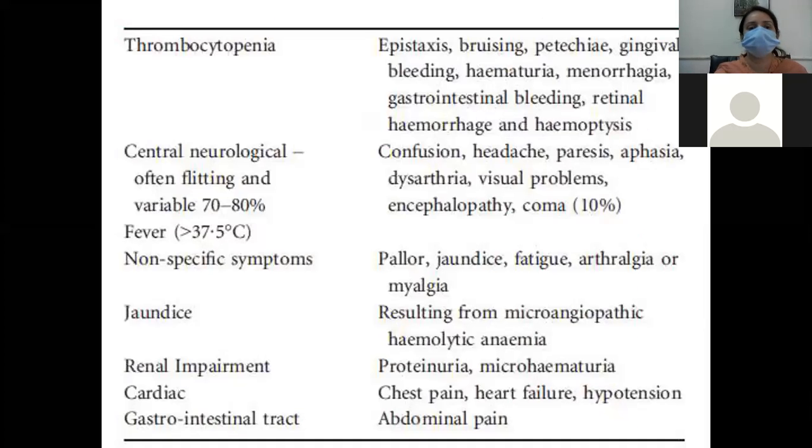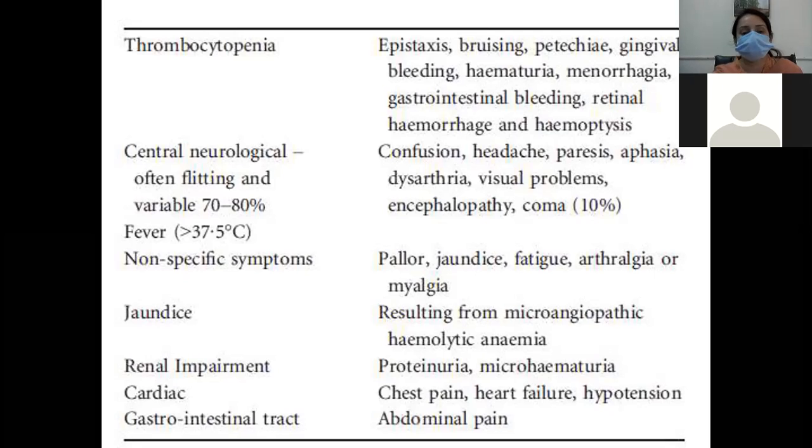Okay, if there is thrombocytopenia, there will be epistaxis, bruising, petechiae, gingival bleeding, hematuria, menorrhagia, GIT bleed, retinal hemorrhages, and hemolysis. And the central neurological symptoms will be often fleeting and variable in 70 to 80% of cases, and there can be fever and non-specific symptoms. In central neurological symptoms, there will be confusion, aphasia, headache, and there can be some visual problems and encephalopathy, and there can be coma in 10% of cases.